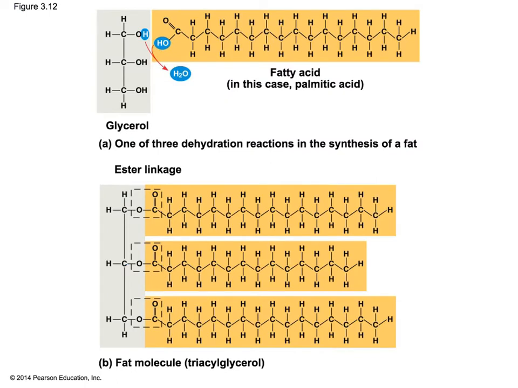So there's your dehydration synthesis. That's palmitic acid, right? HOH comes off. Water comes off and forms an ester linkage. An ester linkage is between your C double bond O, O, C. There's an oxygen between two carbons. And then you end up with a triglyceride.